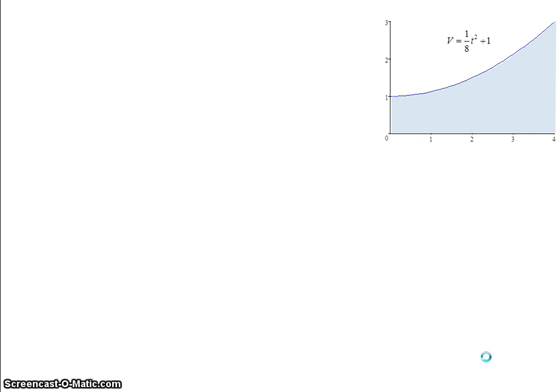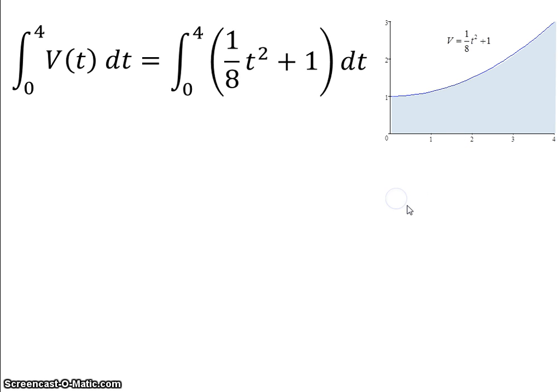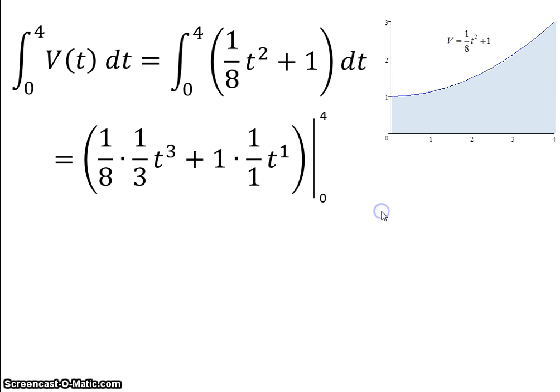Okay, so let's go back to the original. We have v equals 1/8 t squared plus 1. I want to integrate this from 0 to 4. In other words, I want to figure out the area underneath the curve from 0 to 4 seconds. I know the equation is 1/8 t squared plus 1. I need to use the idea of anti-differentiation to figure out what that formula becomes.